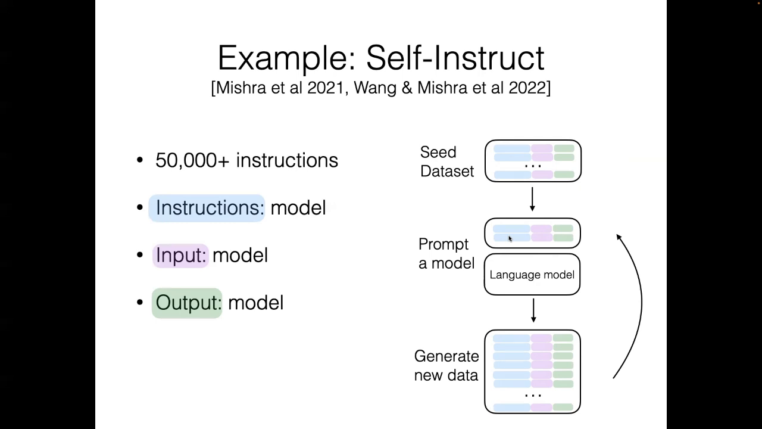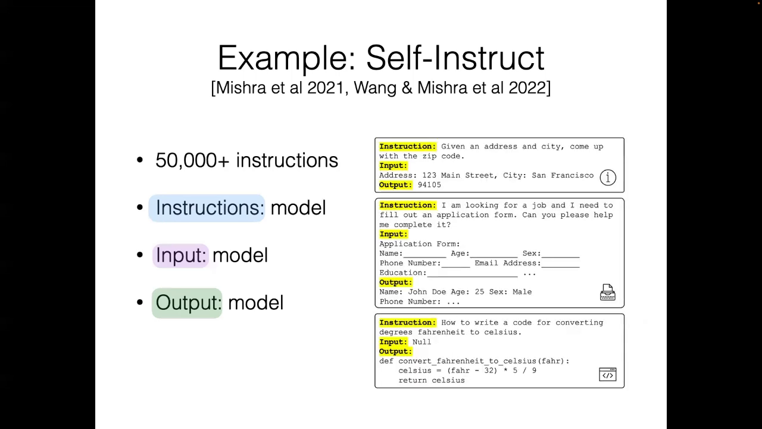of different kinds. So the key benefit here is that now you're not bottlenecked by the human ability to create instructions. So part of it was showing that you can scale up to this kind of large instruction tuning data set. And here are some examples that were generated. This one is given an address and city, come up with the zip code. It gives some address and city and then has a zip code.